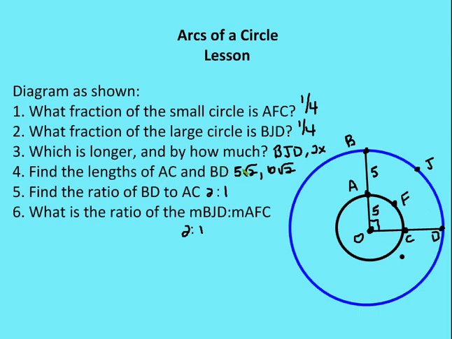Find the lengths of AC and BD. AC is going to be 5√2, so we just draw this hypotenuse here. I have two 45, 45, 90 triangles, and again for BD, two 45, 45, 90 triangles, so I have 5√2 and then 10√2. The ratio of BD to AC is 2 to 1. Excuse me, the ratio of the measure of BJD to AFC is going to be 90 degrees for both. So BJD is 90 degrees, and AFC is 90 degrees. So the ratio of the measure of BJD to AFC is going to be 1 to 1.